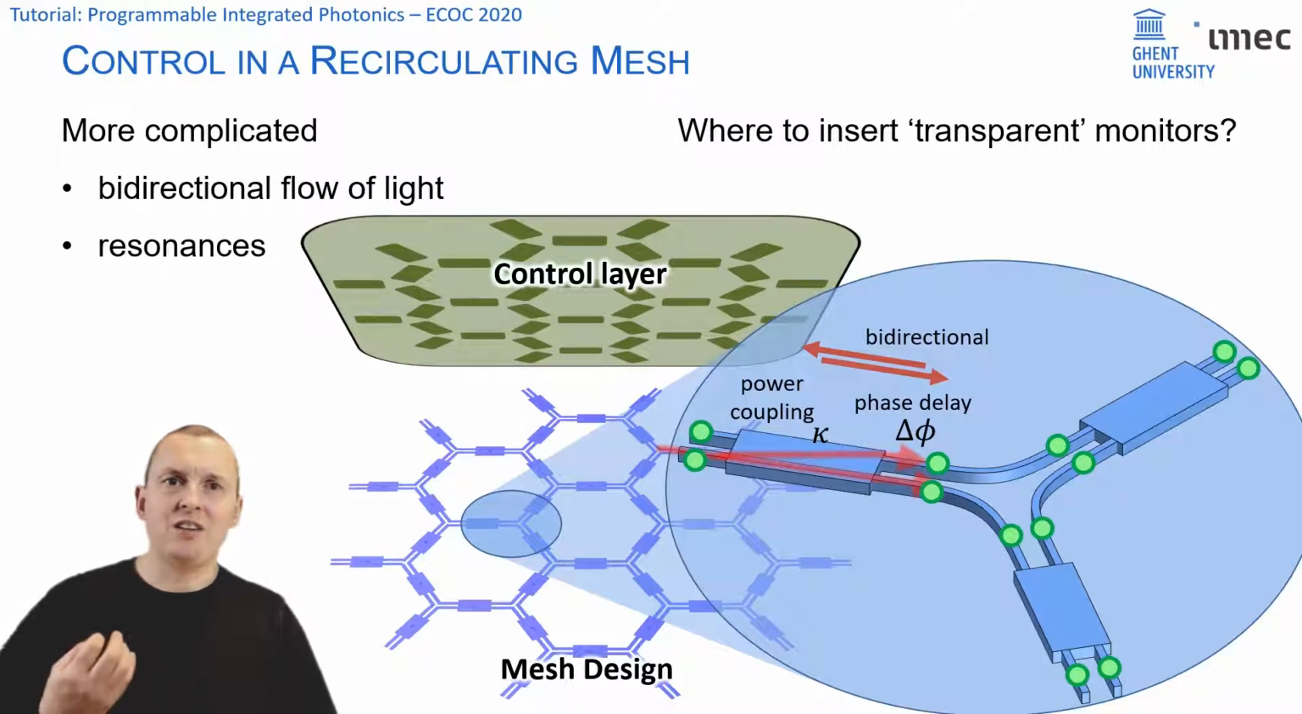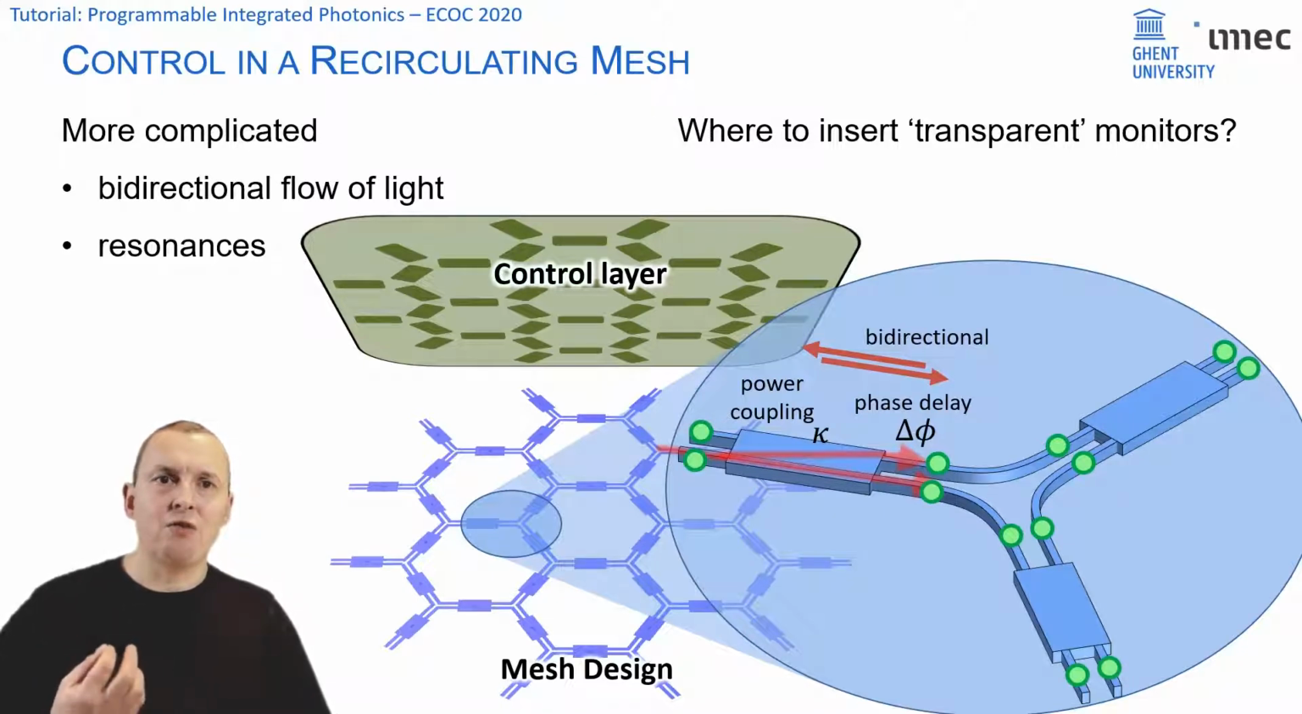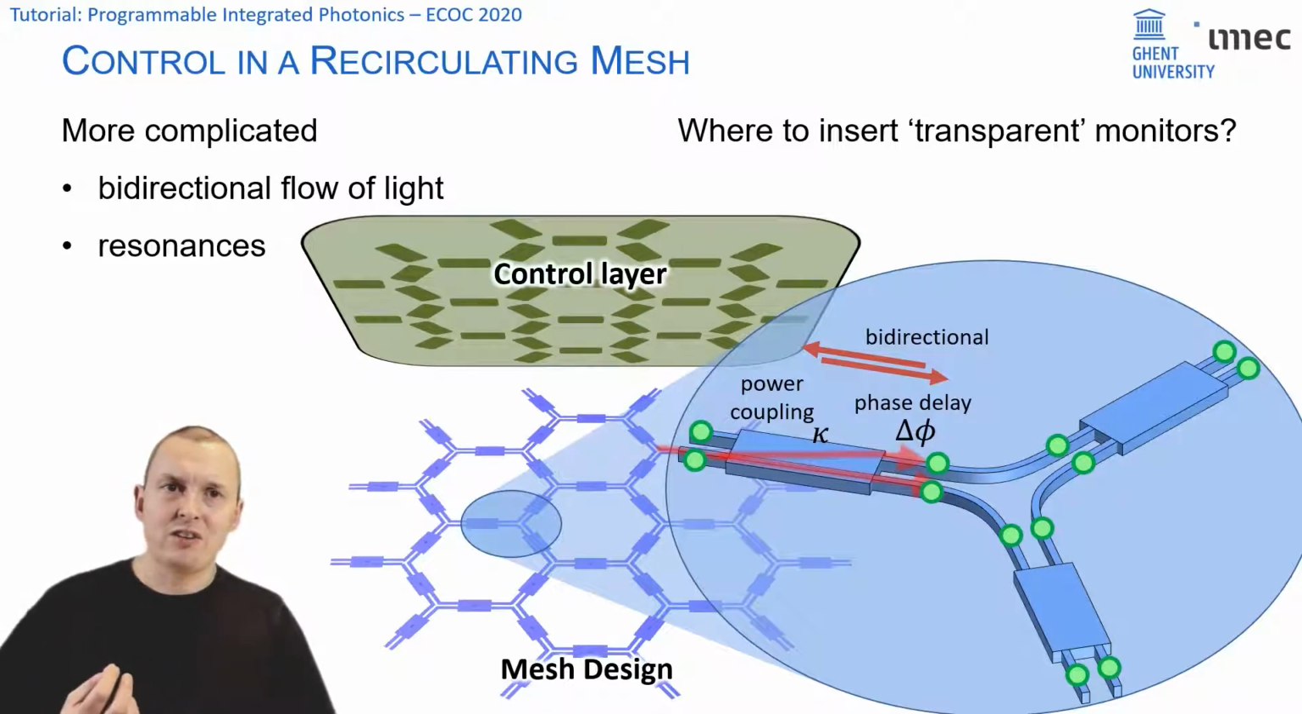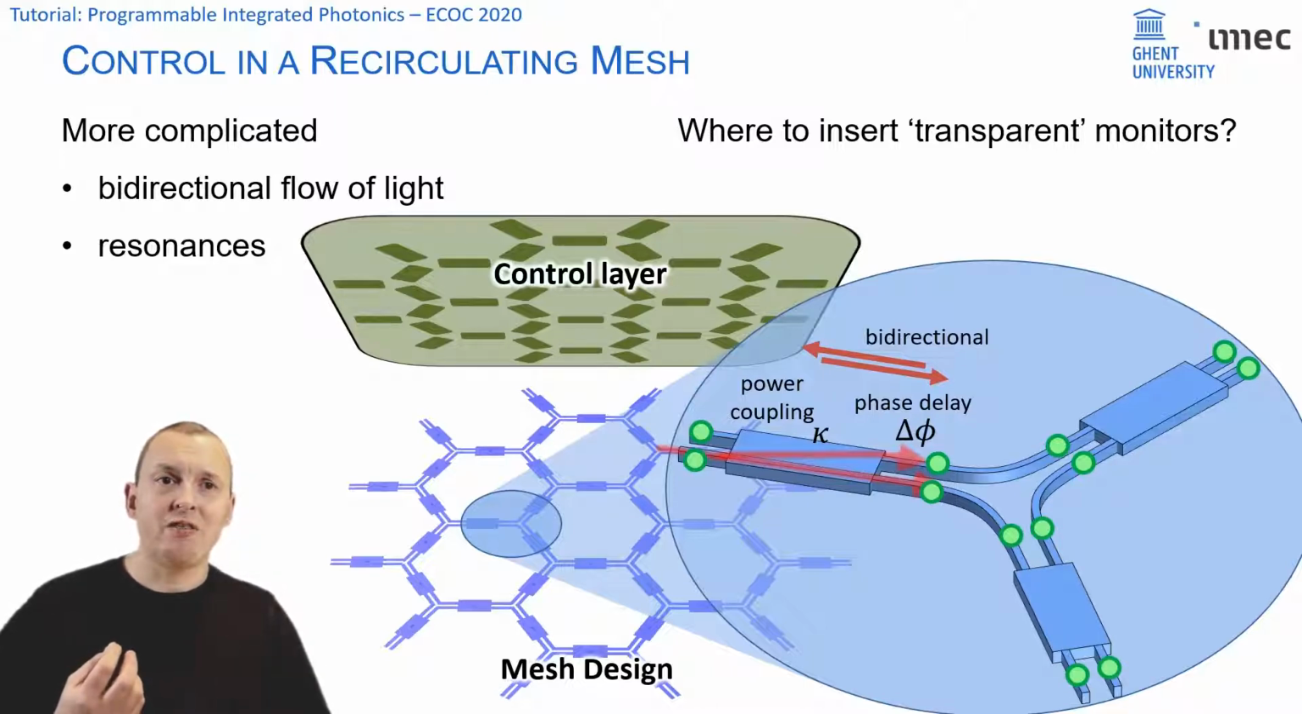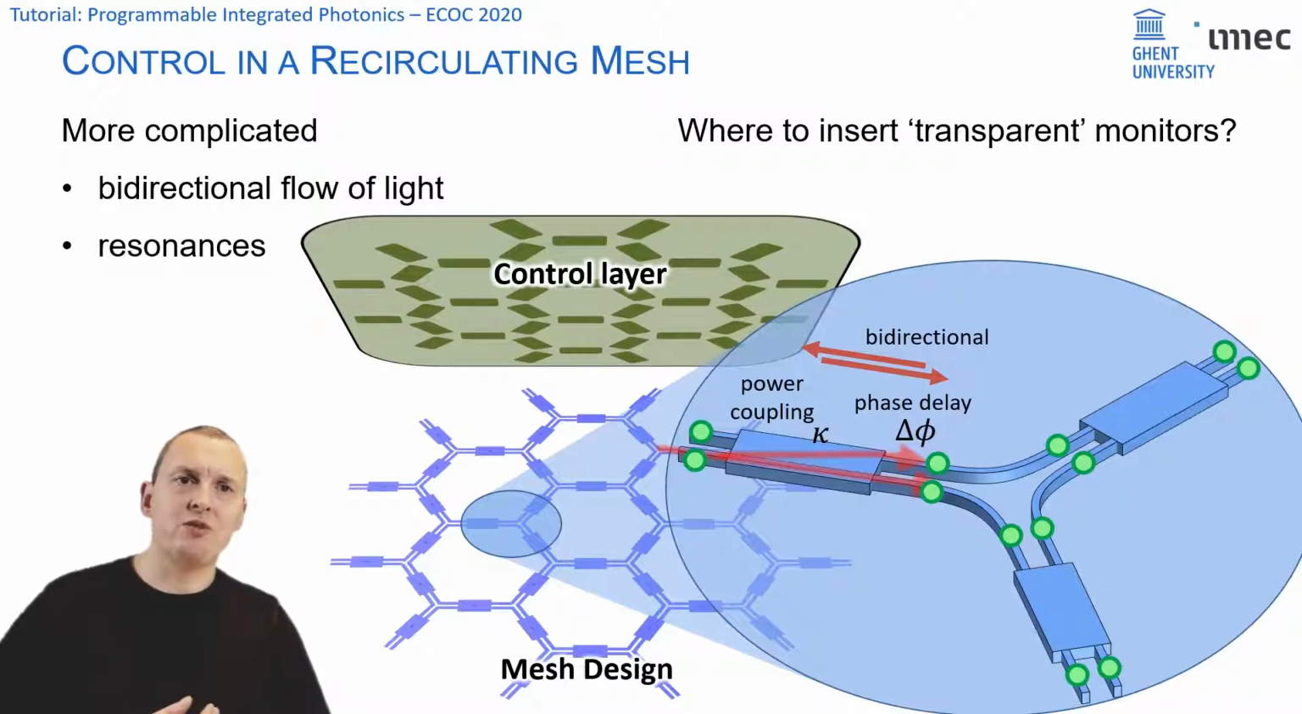This is not yet an answered question, because if you have to monitor everything in such a circuit, that means you need like 8 monitors per gate, and that's quite a lot. So you need to come up with design techniques that allow you to optimize your circuit without having to have a massive amount of monitors.